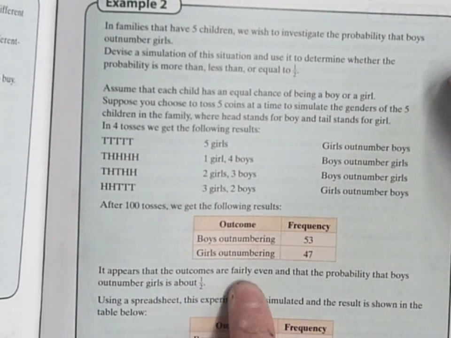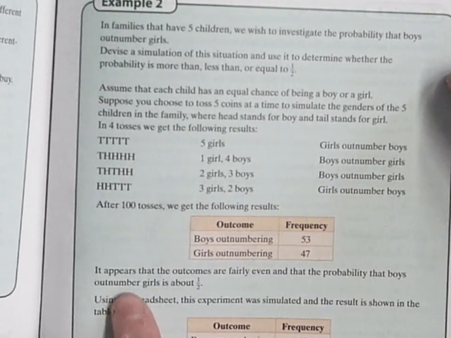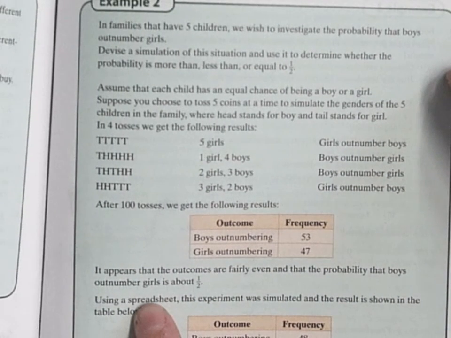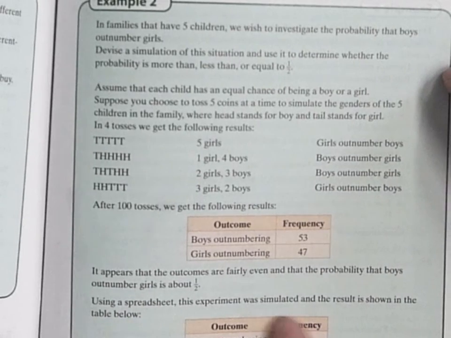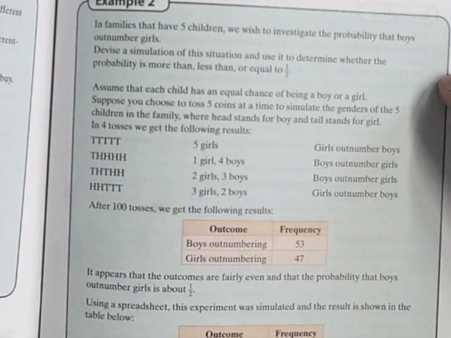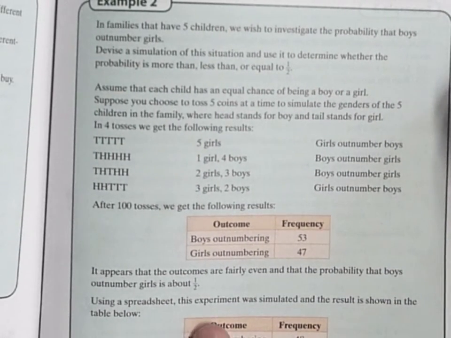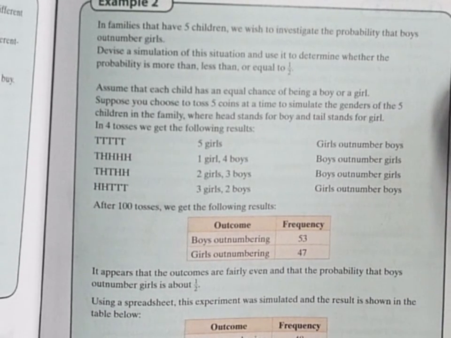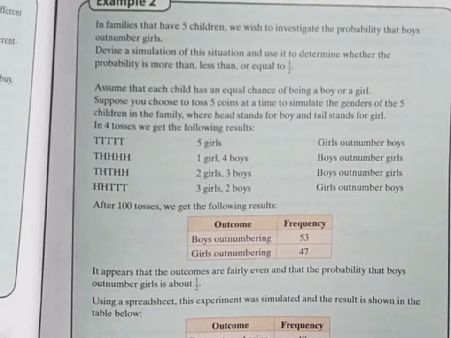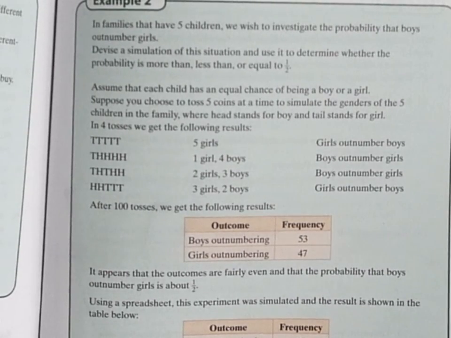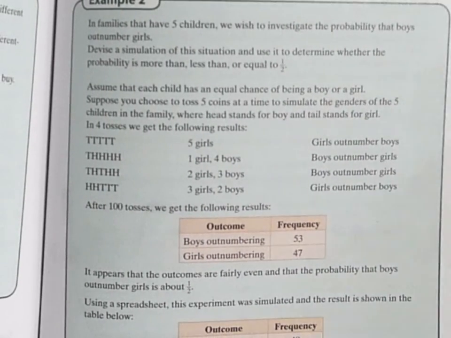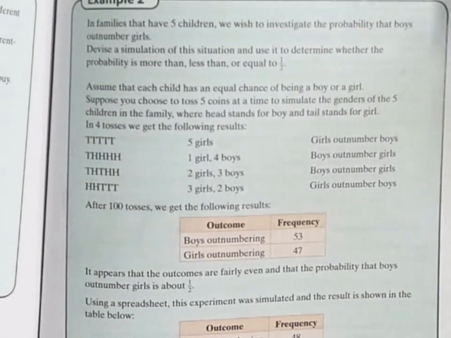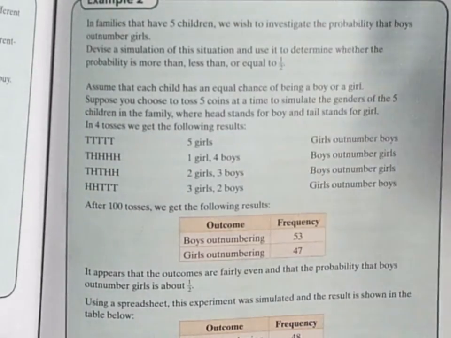It appears the outcomes are fairly even and that the probability that boys outnumber girls is about a half. That sentence doesn't quite make sense; the probability of a boy is a half and of a girl is a half. Using a spreadsheet, this experiment was simulated and the result was 48.52, so it's about a half. Simulations: instead of sending people out to have babies, you toss a coin. Instead of going out buying 6 different cereals, you throw a dice.